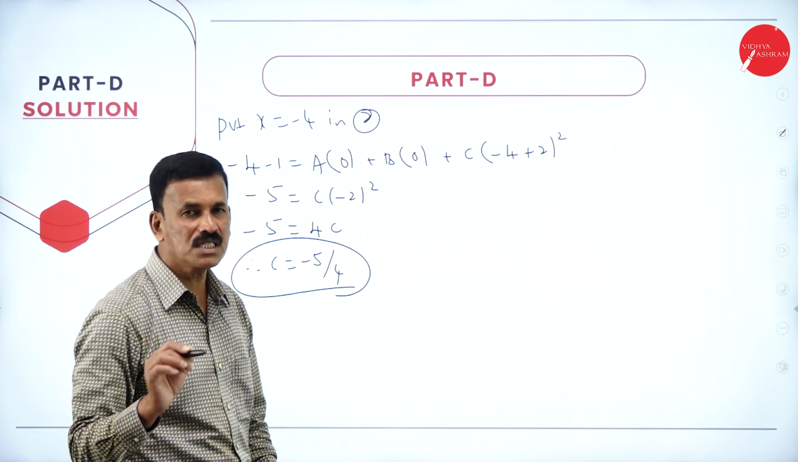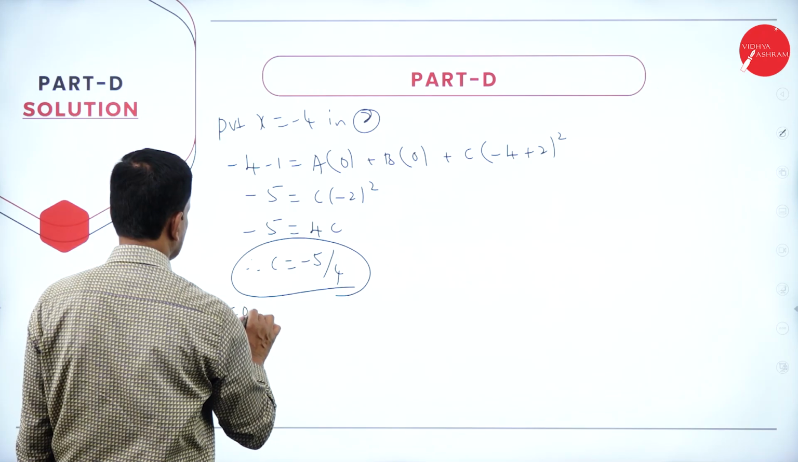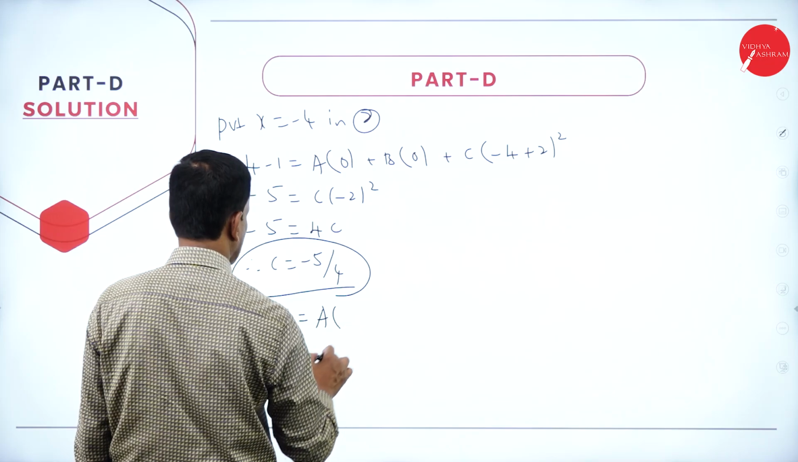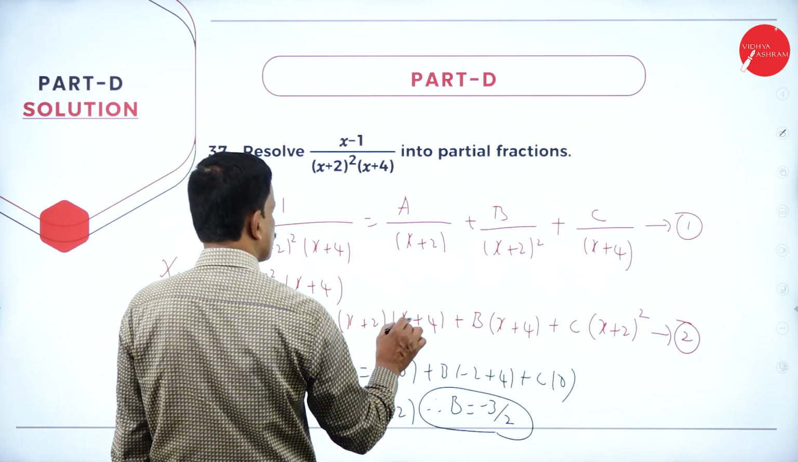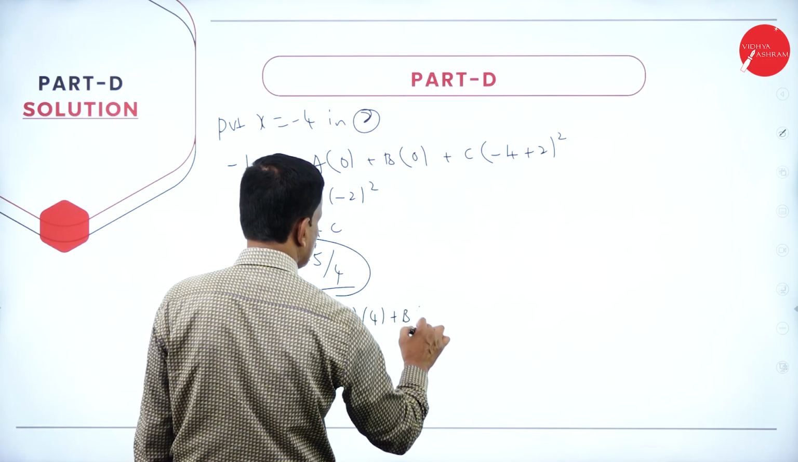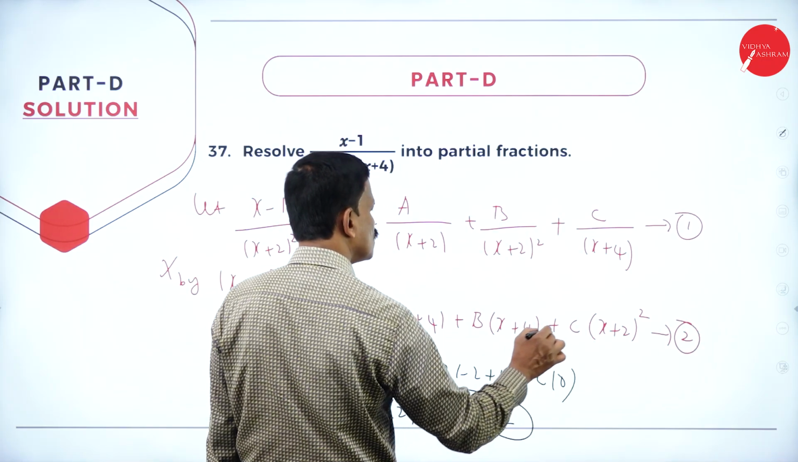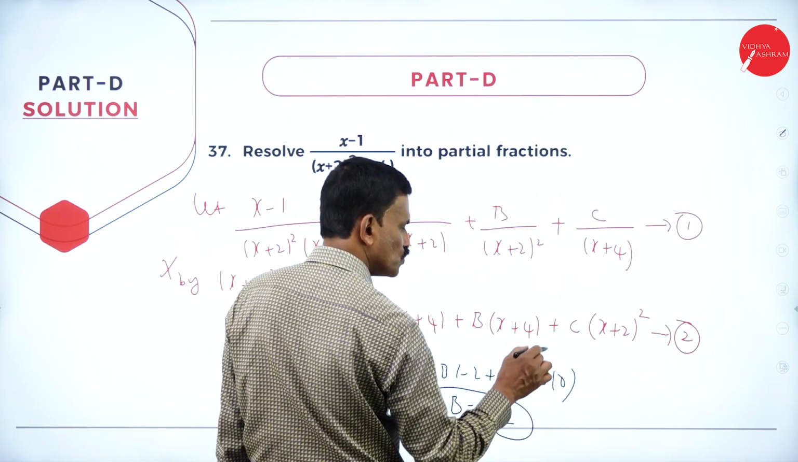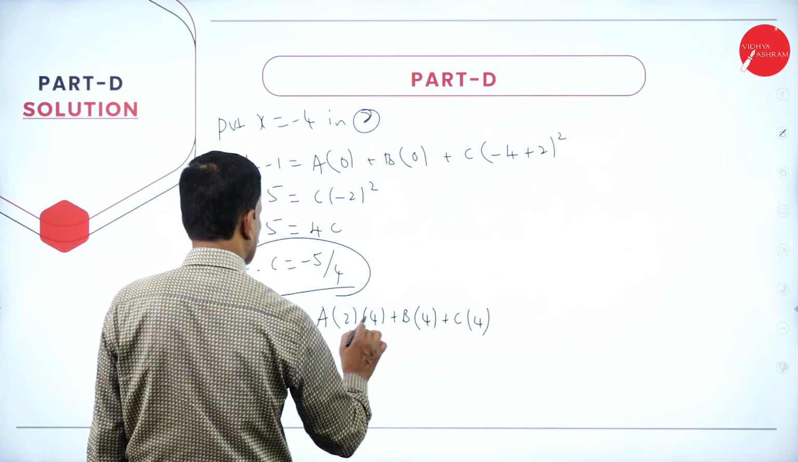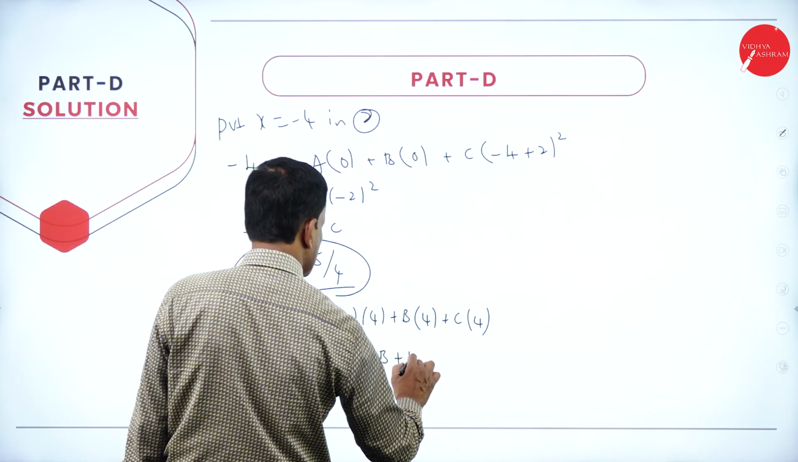Now, what is left to find? Just find out the value of A. For that, put x is equal to 0. If you put x is equal to 0, what you will get? 0 minus 1 is minus 1, equal to A into 0 plus 2 is 2, 0 plus 4 is 4, 2 into 4, plus B into 0 plus 4 is 4, plus C into 0 plus 2 is 2 whole square is 4. So minus 1 is equal to 8A plus 4B plus 4C.